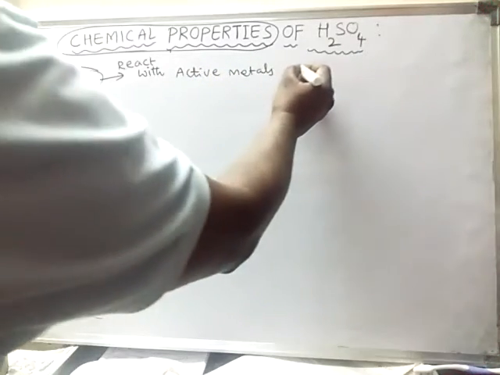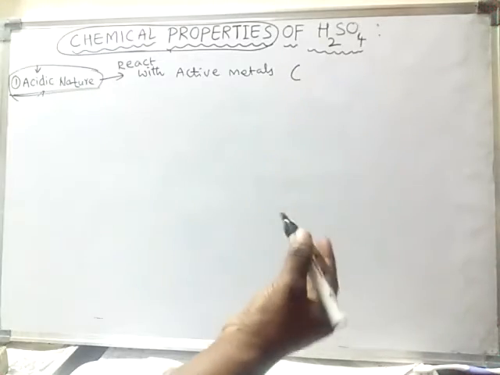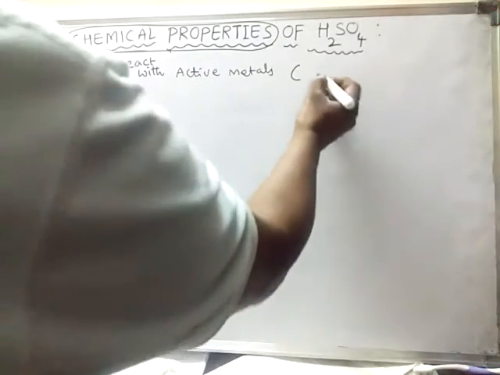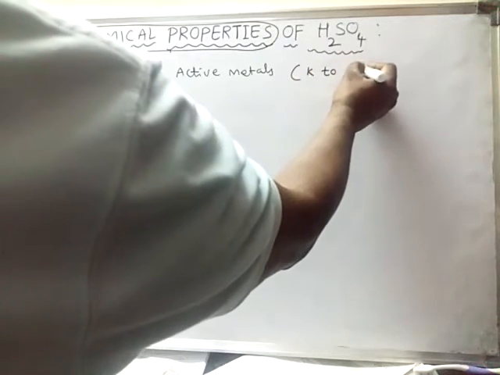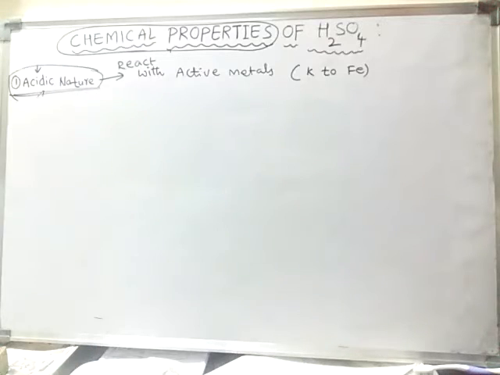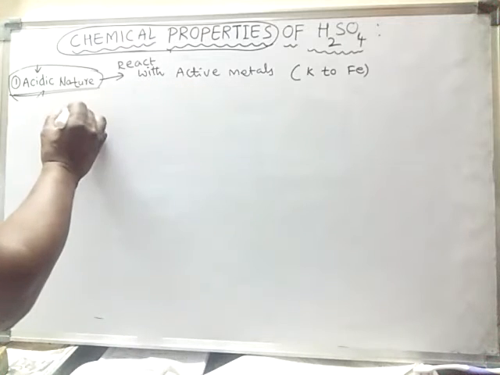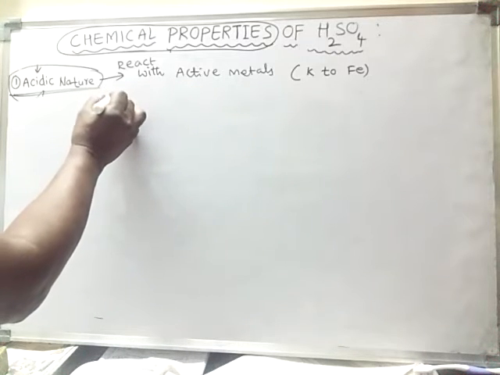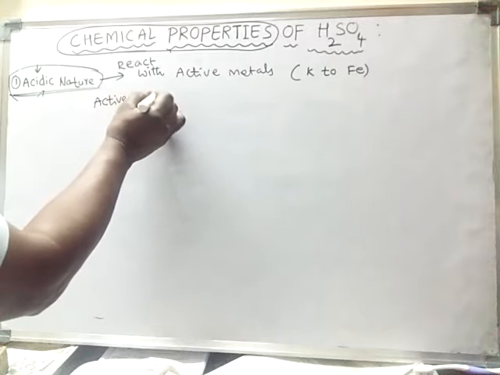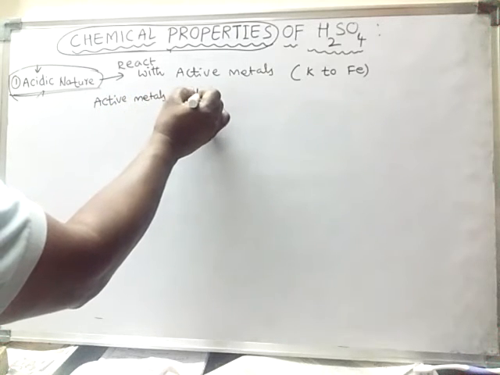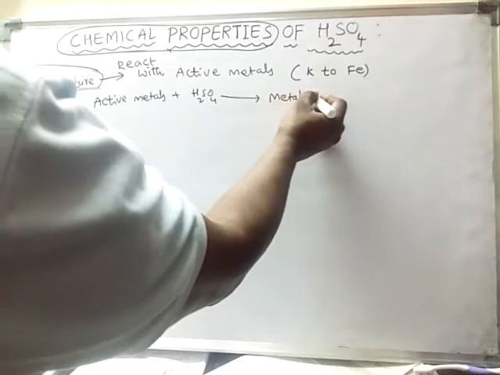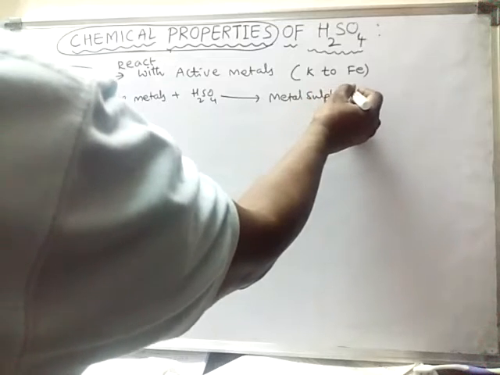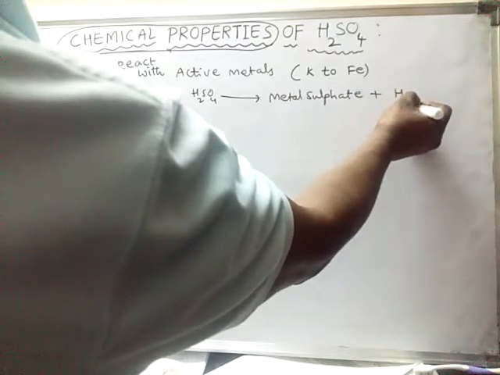Active metals means the metals present in the metal activity series ranging from potassium up to iron. Those metals are treated as active metals. When active metals react with dilute sulfuric acid, they form metal sulfate and hydrogen gas is liberated.